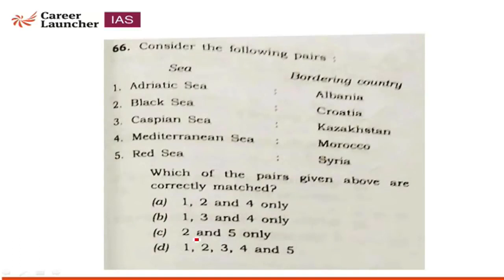Question 66, consider the following pairs. It is a map-based question. While solving such a question, you should remember the names of the seas and the countries which share a border with them. Adriatic Sea, Albania: correct, Albania borders the Adriatic Sea. Black Sea, a little bit of confusion. Caspian Sea, Kazakhstan, correct. Mediterranean Sea, Morocco, correct. Red Sea and Syria: Syria is very far from the Red Sea, so Syria never shares a border with the Red Sea. So pairs 1, 3 and 4 are correct, and the answer is B, 1, 3 and 4 only.